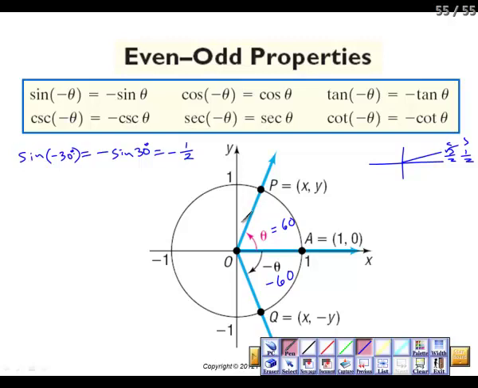Cosecant, since it's the reciprocal of sine, the same thing applies there. Now, cosine is different. Cosine, when you have a negative theta, is equal to positive cosine. So if you have a negative angle, you get a positive cosine. For example, cosine of negative 30 degrees would be the same thing as positive cosine of positive 30 degrees. And cosine 30 degrees is square root 3 over 2.